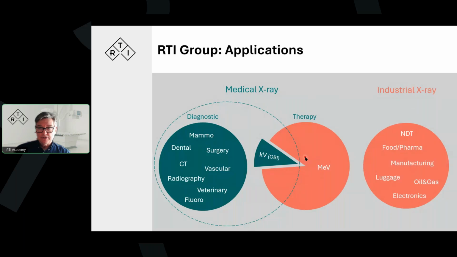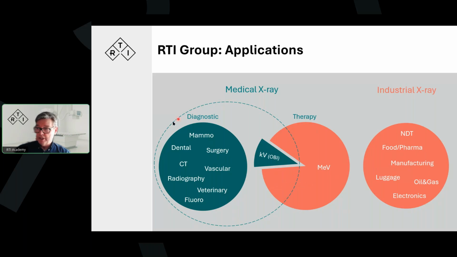Just to orient ourselves also, we are in the field of medical X-ray. So X-ray, of course, has a large application area. We have the industrial with pharma, with luggage scanning, oil and gas, etc. Some applications are applicable, but that is not our focus area. Therapy also uses X-ray, but on the larger side of it, with the mega electron volt for the therapy side, we are not operational. We don't focus.